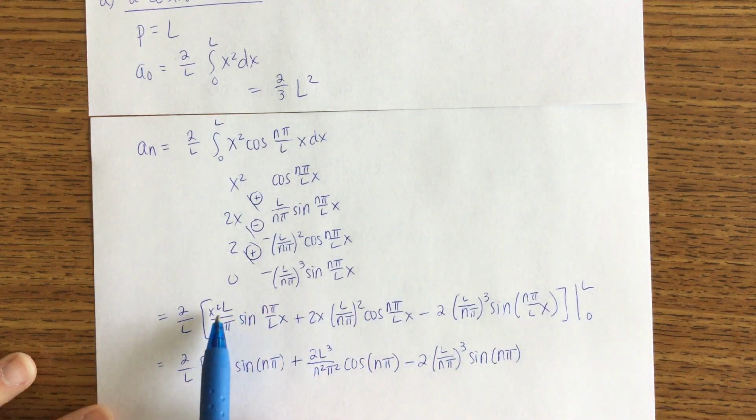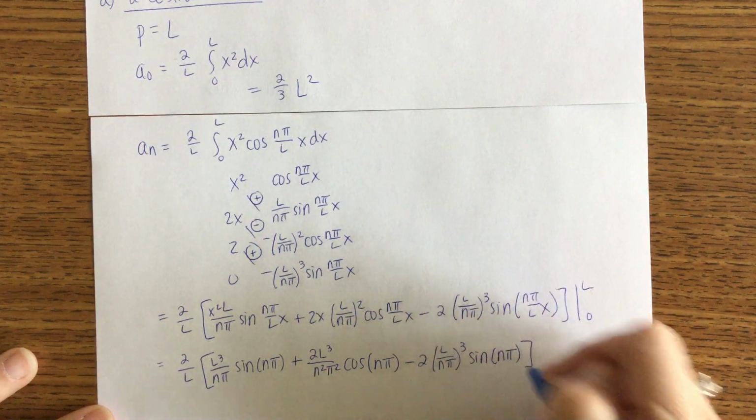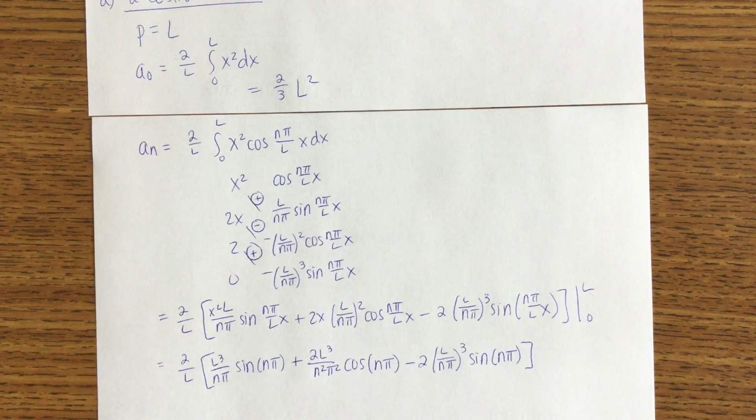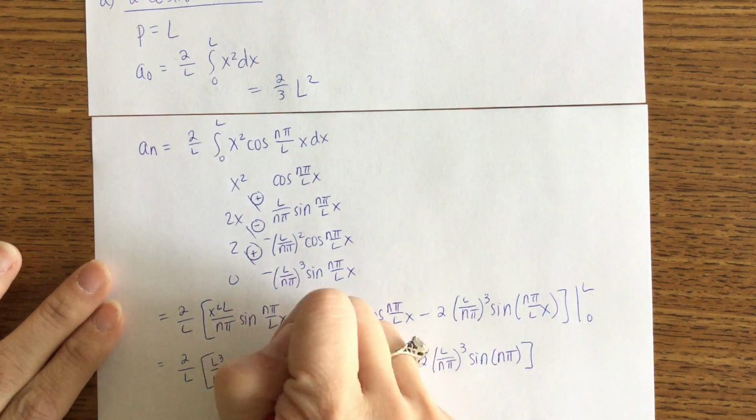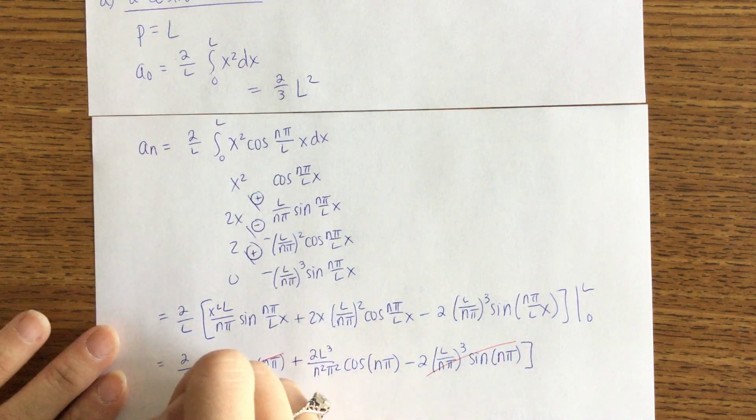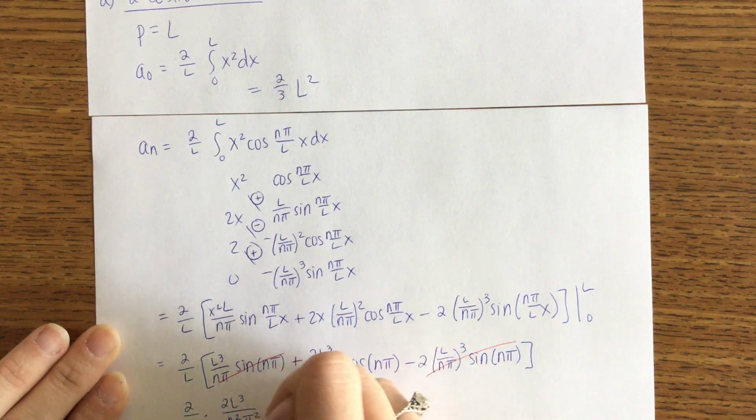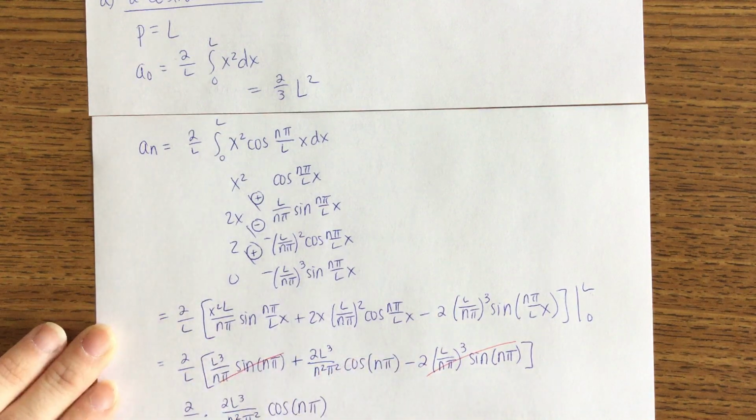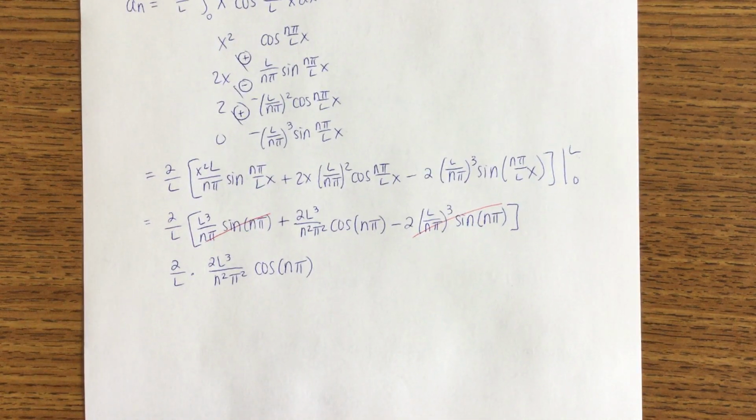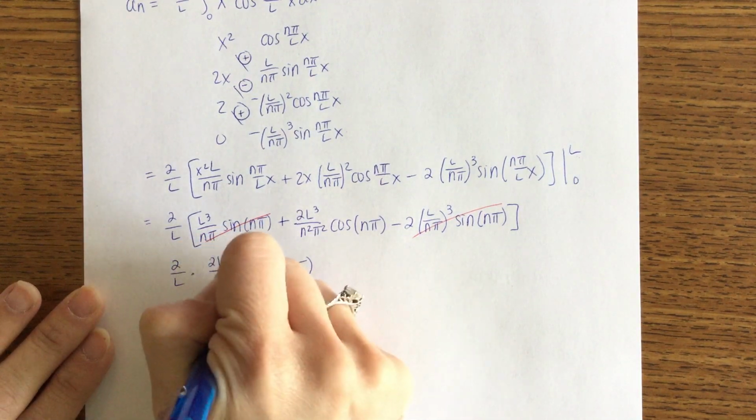Plugging in 0, because of the x, this will be 0. This will be 0. Sine of 0 will be 0. Okay, sine of n pi is 0, so those two are gone. So then we get 2 over L times 2L cubed over n squared pi squared, cosine of n pi. So we get 4L squared over n squared pi squared, cosine of n pi.